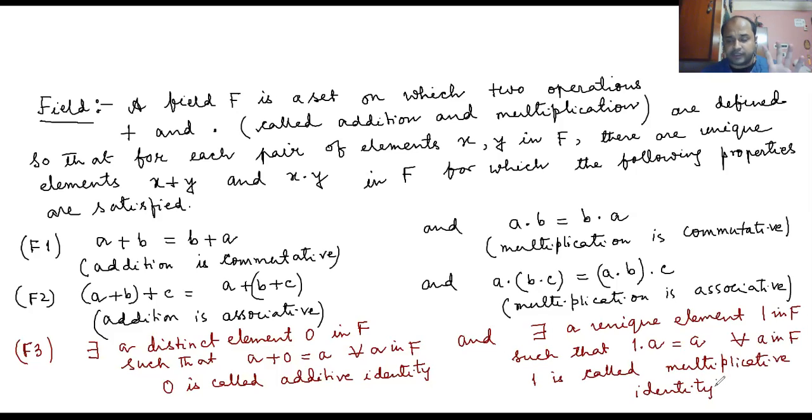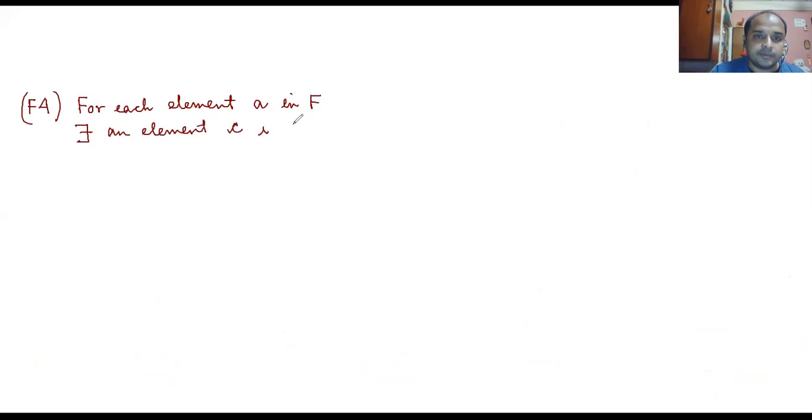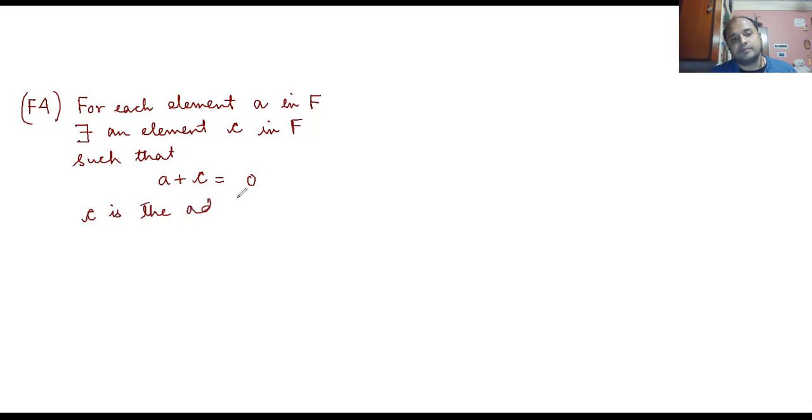Okay, and property number F4. I'm going to the next page. If you are not finished, then I'll again come back to this particular page, and then you can write it, because I have to discuss some things here also. So let me finish the writing first of all. Property number F4 is, for each element a in F, there exists an element c in F such that a + c = 0, where c is the additive inverse of a.